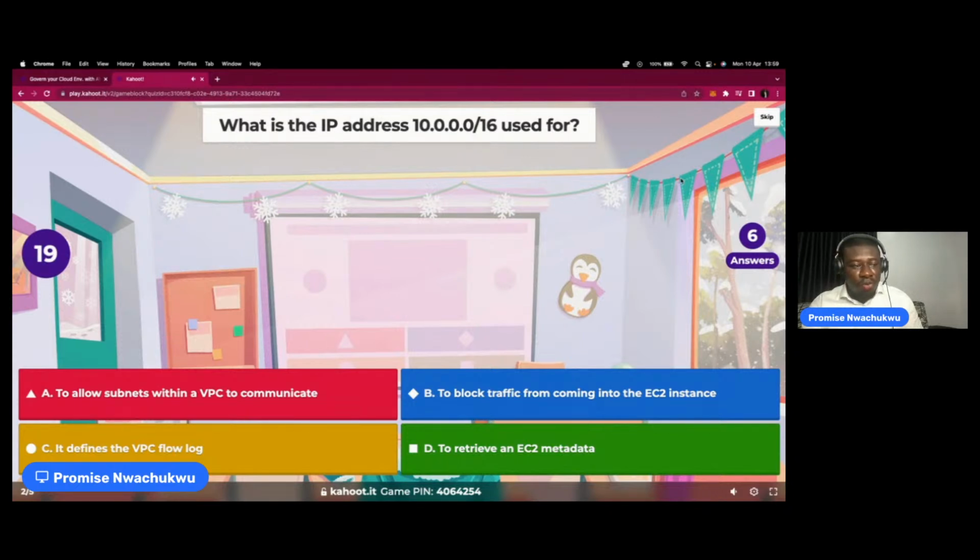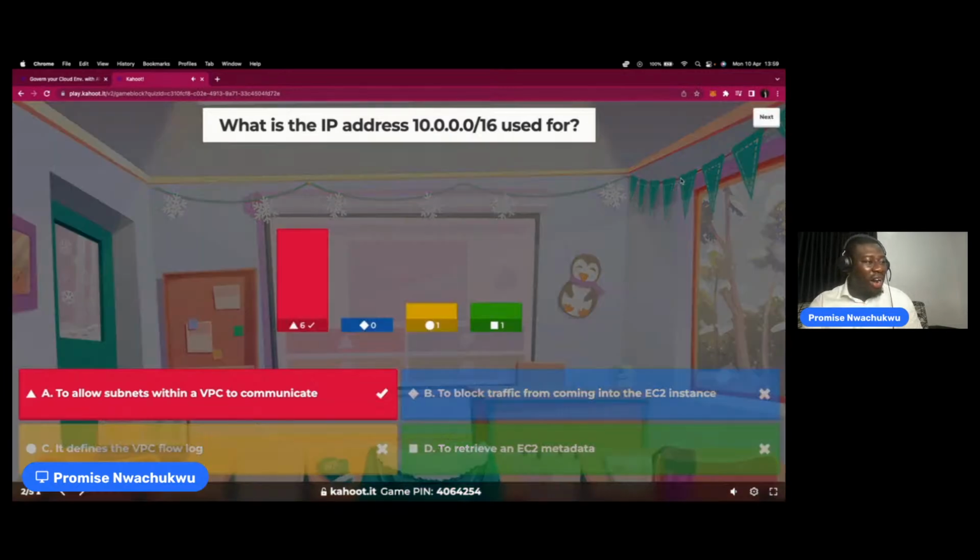Who is going to get this one correct? 6 answers, 7 answers in, 8 answers in, with less than 10 seconds to go. Wow, looks like everyone has answered the question. So let's see how this goes. Who is going to be our winner for the day? All right. Wow. 6 people actually got the answer: to allow subnets within a VPC to communicate. Clap for yourself, guys.